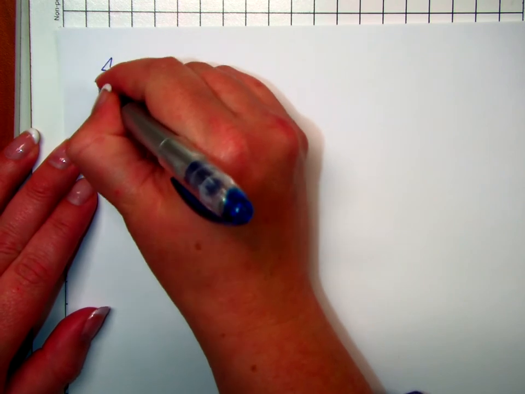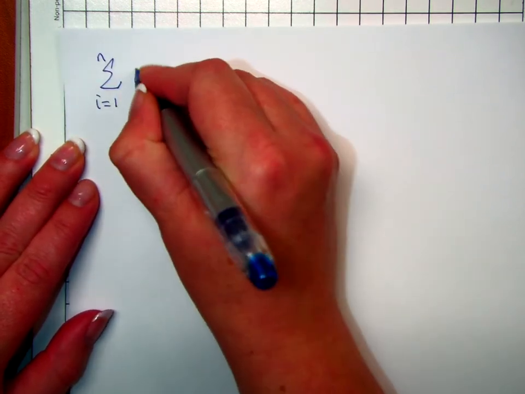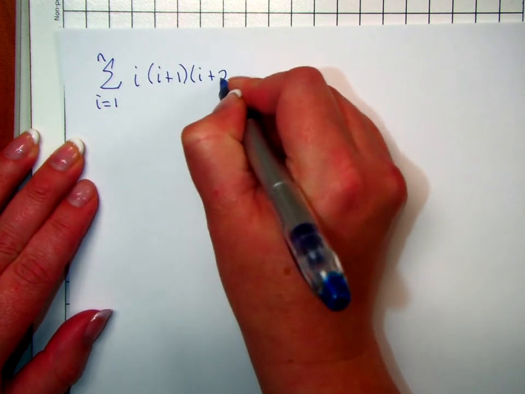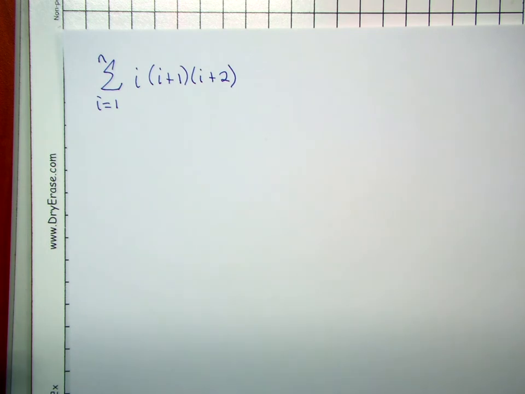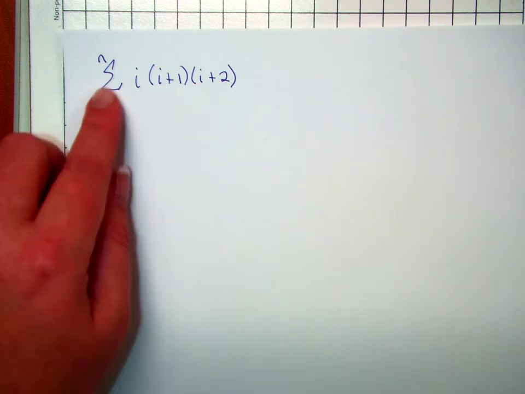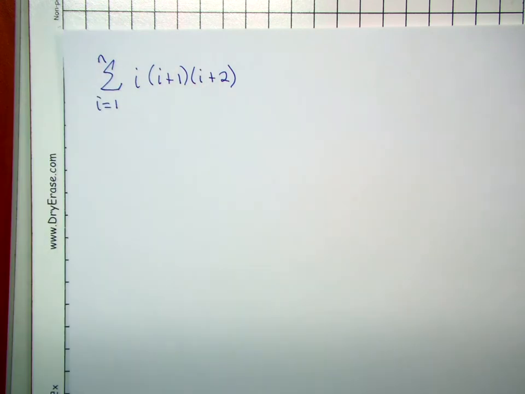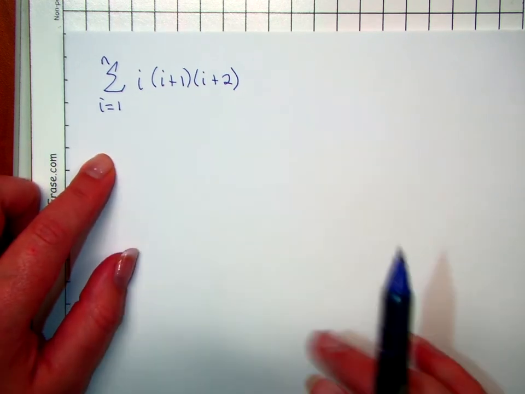Let's do the summation from i equals 1 to n of i times i plus 1 times i plus 2. Now remember, we can't split it up the first time, the summation of the first times the summation of the second times the summation of the third. It doesn't work for multiplication or division. And so what we're going to have to do here is actually multiply this together.